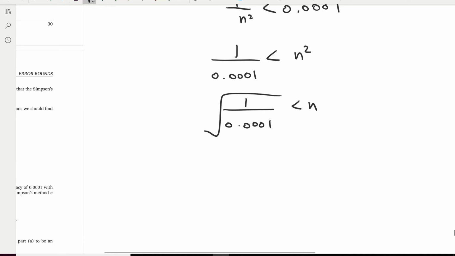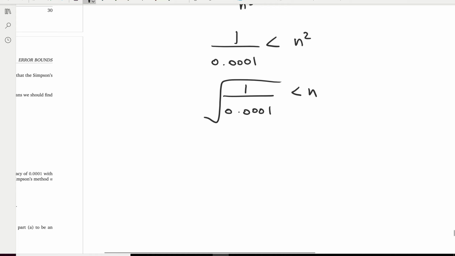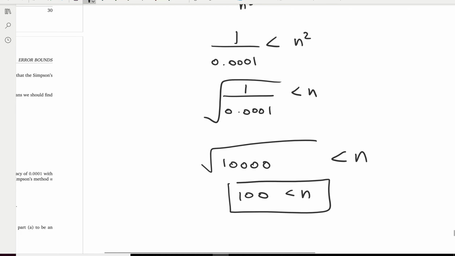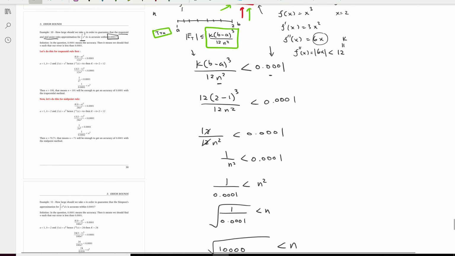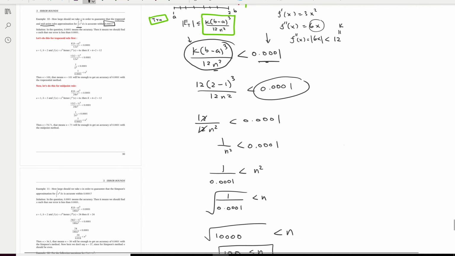Okay, so let's do this. 1 over 0.001 means 10,000, right? Okay, so the square root of 10,000 is 100. So here's the idea. If n is larger than 100, your worst error is actually less than 0.001. If your worst error is less than 0.001, your actual error is always less than the worst error, right? So your actual error is going to be less than 0.001 if n is greater than 100.